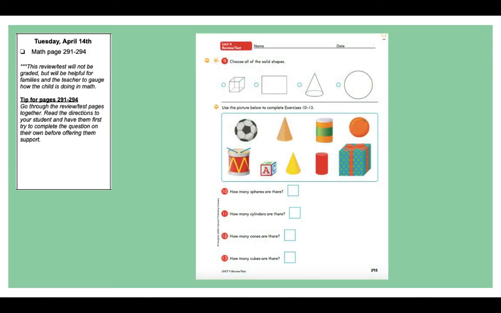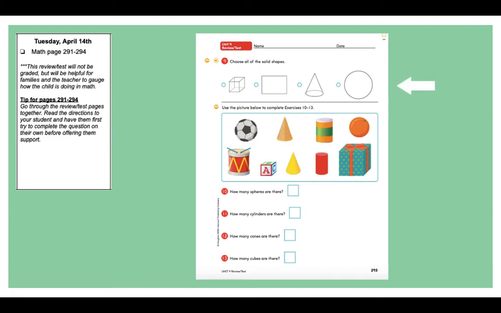Page 3. Now we're working on these 3D shapes. This is where it's going to get a little tricky. Do your best. Try to do as much as you can by yourself, but if you need to ask for help on these ones, I totally understand. 3D shapes are a little bit tricky, so do your kindergarten best.